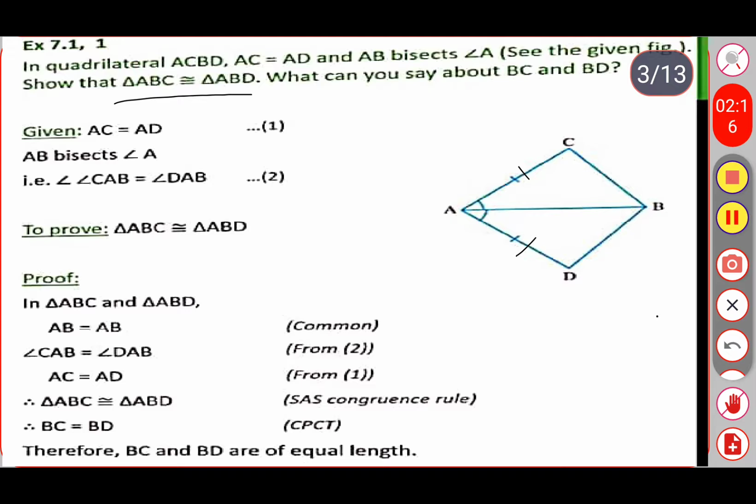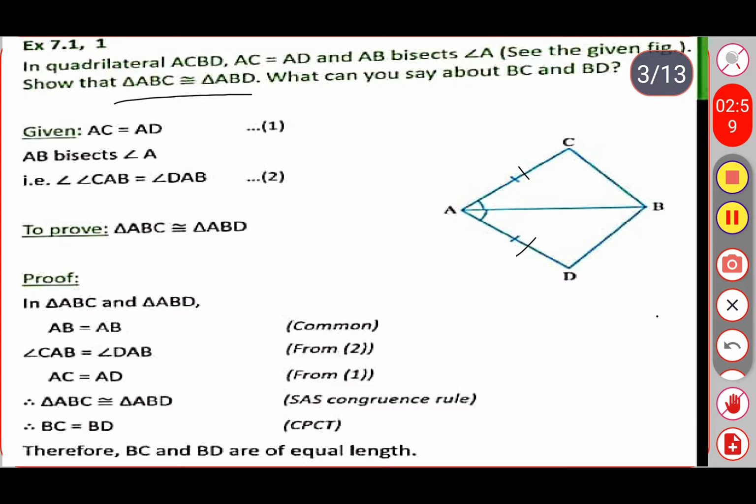AB bisects angle A means the line AB bisects the angle into two equal parts. Bisect means either you can bisect a given line segment into two equal parts, or if you draw a line in between the angle, the angle is bisected by that line and the whole angle is divided into two equal parts. So these two are the given data here. With the help of these two data, you can prove that the given two triangles, triangle ABC and triangle ABD, are congruent.